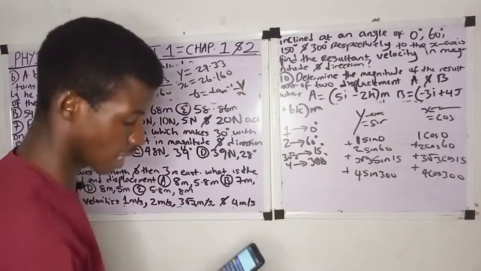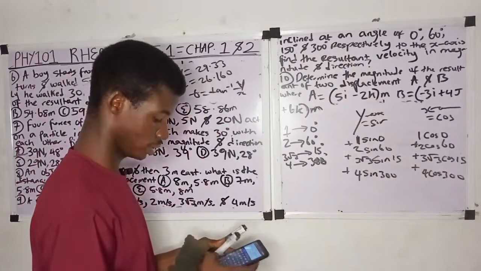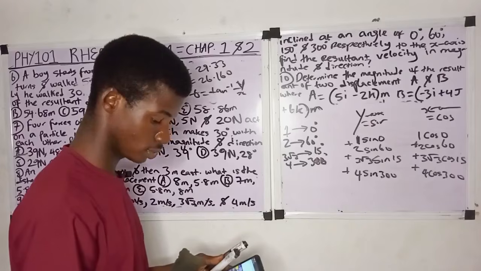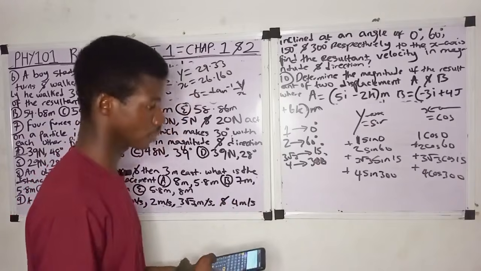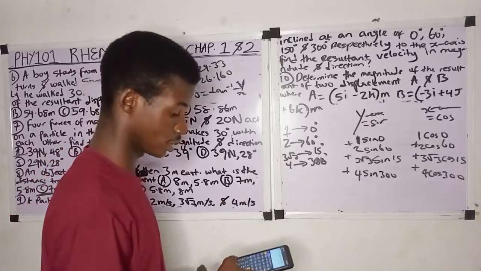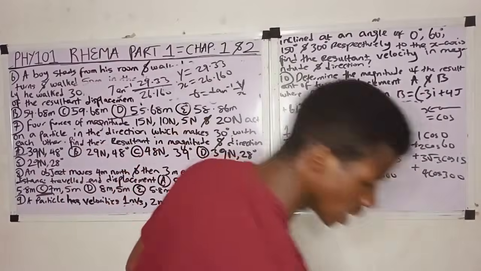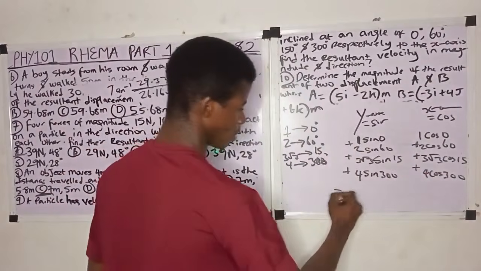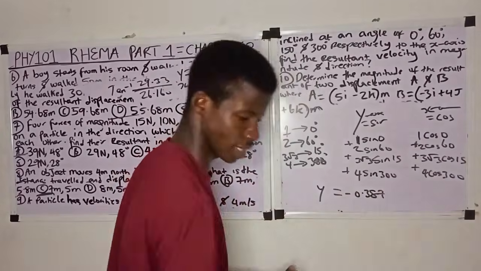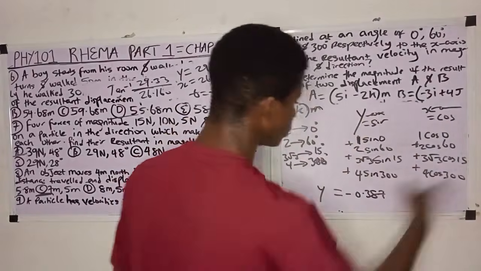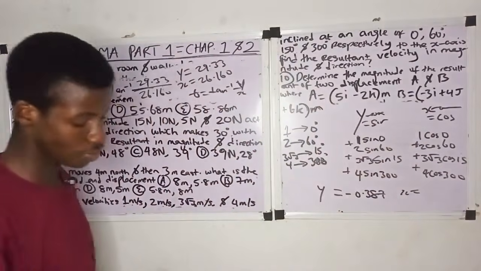So 1 sine 0 plus 2 sine 60 plus 3 root 3 sine 15 plus 4 sine 300. So our answer is minus 0.387. Okay, our y is minus 0.387. Now let's do x. If you look at it, our y is negative, right? Now let's do our x.